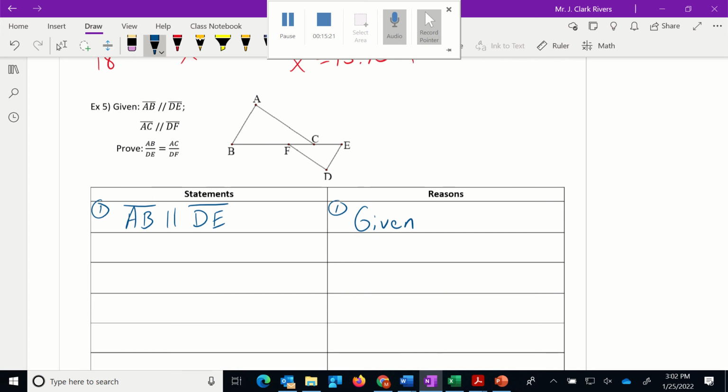So AB is parallel to DE. That's given. So let's find this. AB parallel to DE. Who can tell me what we're able to conclude from that?